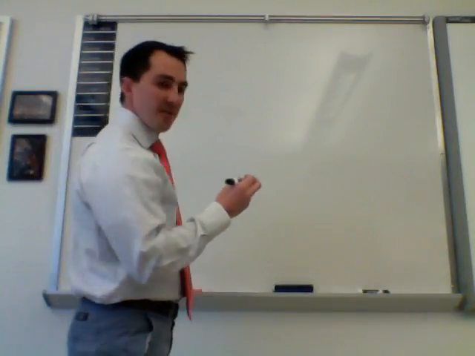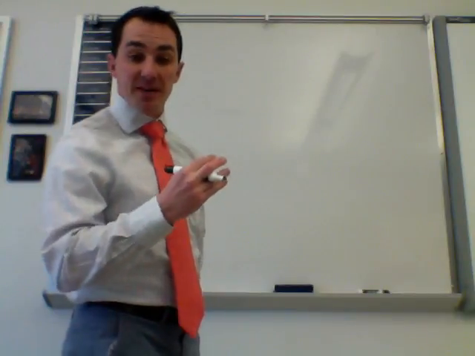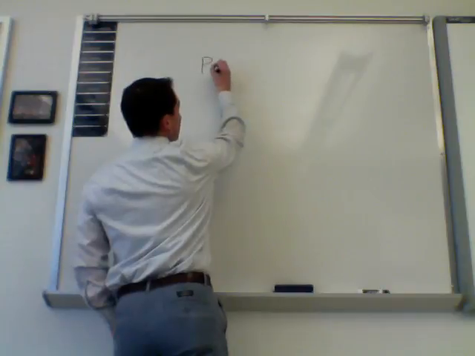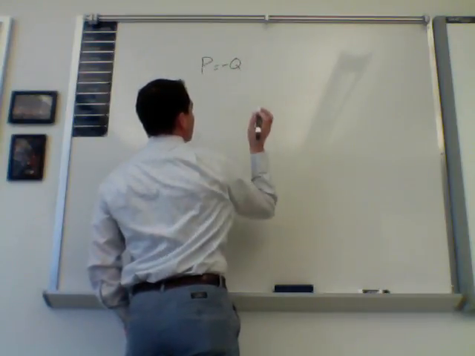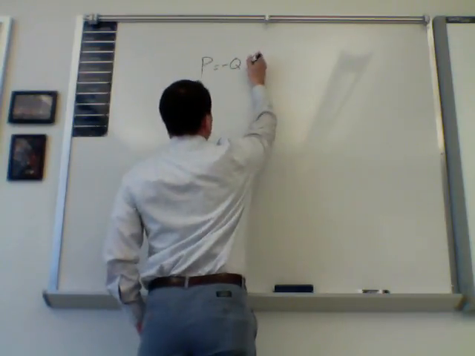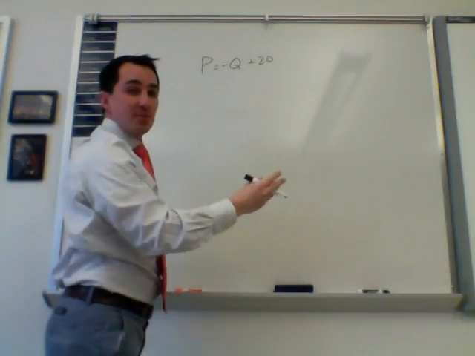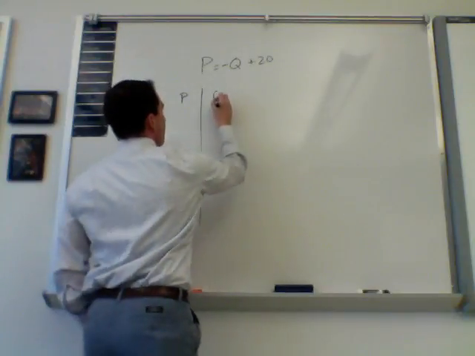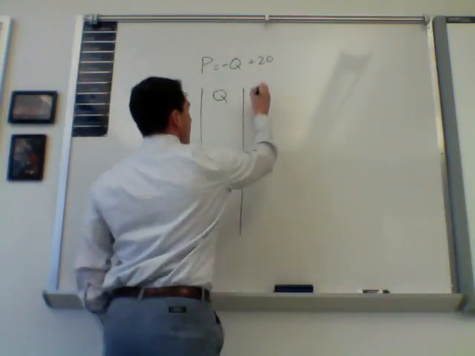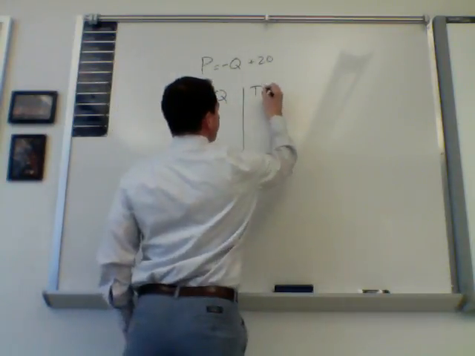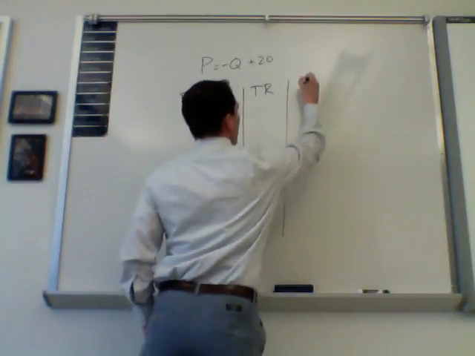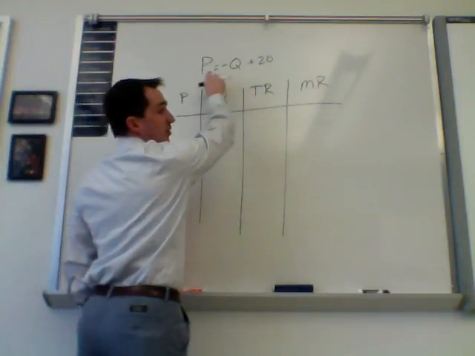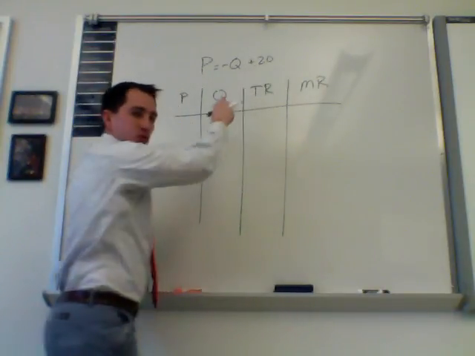So the first thing I have is a demand curve, and the demand curve I'm going to look at is really simple. It's that the price is negative Q, the quantity, plus 20. So I'm going to make a table here that has the price, the quantity, the total revenue, and the marginal revenue. So again, here's a demand curve: P equals negative Q plus 20.